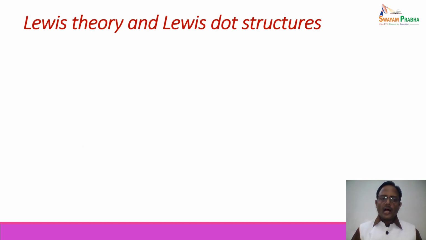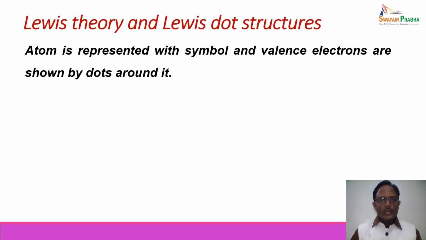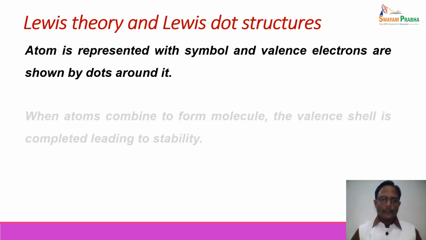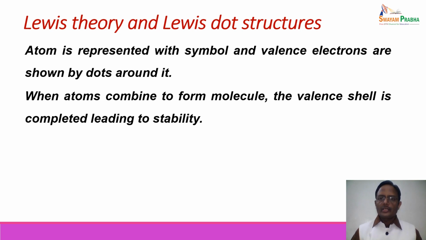Now we will see how the various theories of covalent bonding have developed. The first effort was made by Lewis, and he tried to explain the formation of molecules on the basis of Lewis dot structures. The atom is represented with a symbol and valence electrons are shown by dots around it. The dots are in pairs if they are in even number, and if there are odd electrons, they are shown separately. When atoms combine to form a molecule, the valence shell is completed, leading to stability.